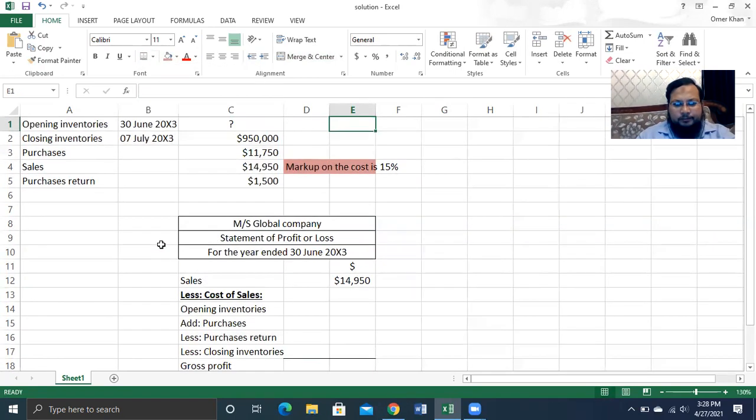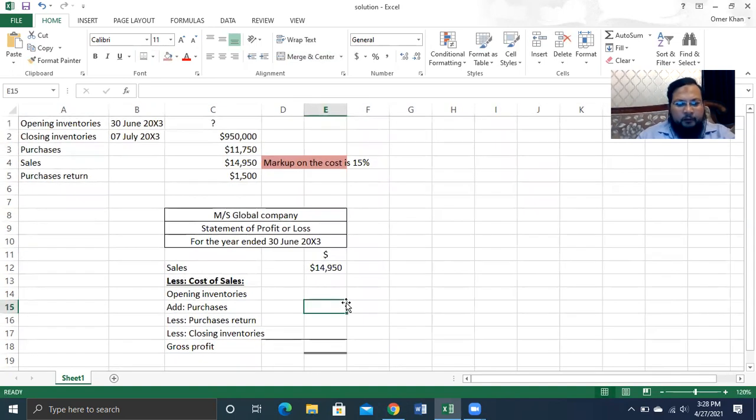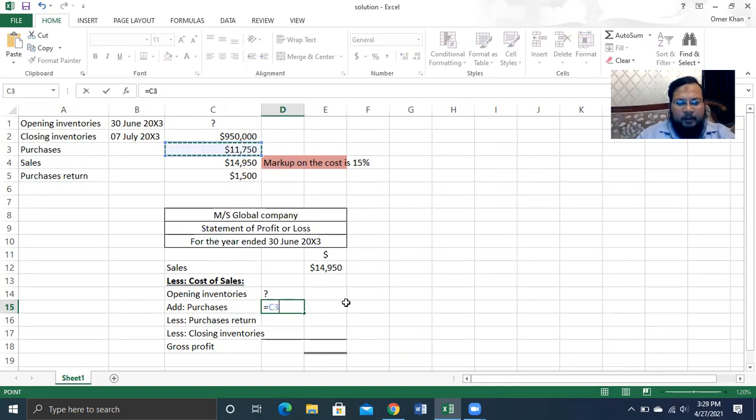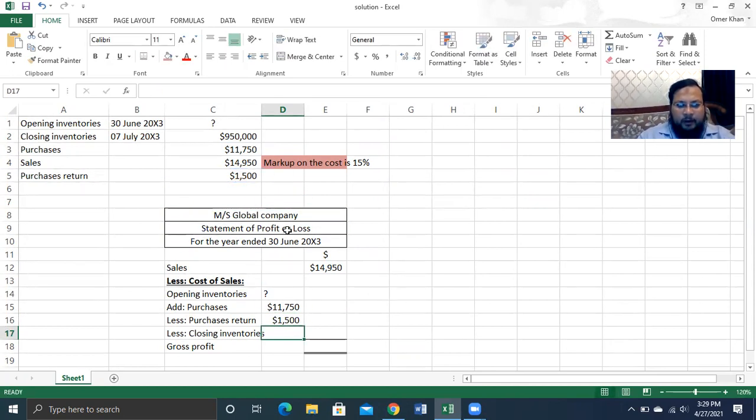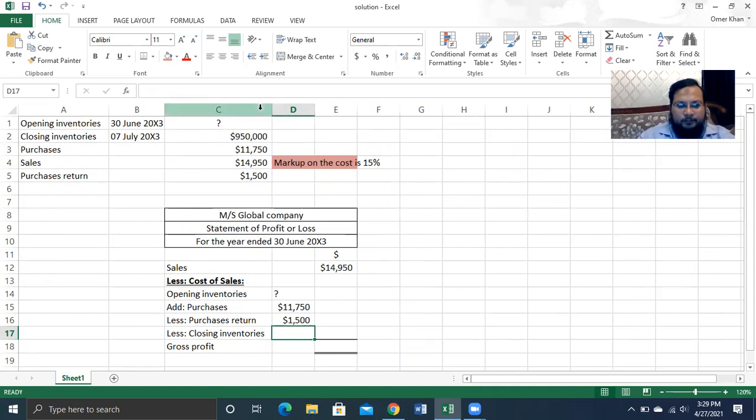Now pay attention that in this question we are provided with the sales, and we are required to find out the opening inventory, so I'll put a question mark over here. Then the purchases are given, which is 11,750. Then we subtract the purchases return, which is 1,500, and then we consider the closing inventory, which is also given in the question, which is $950,000.